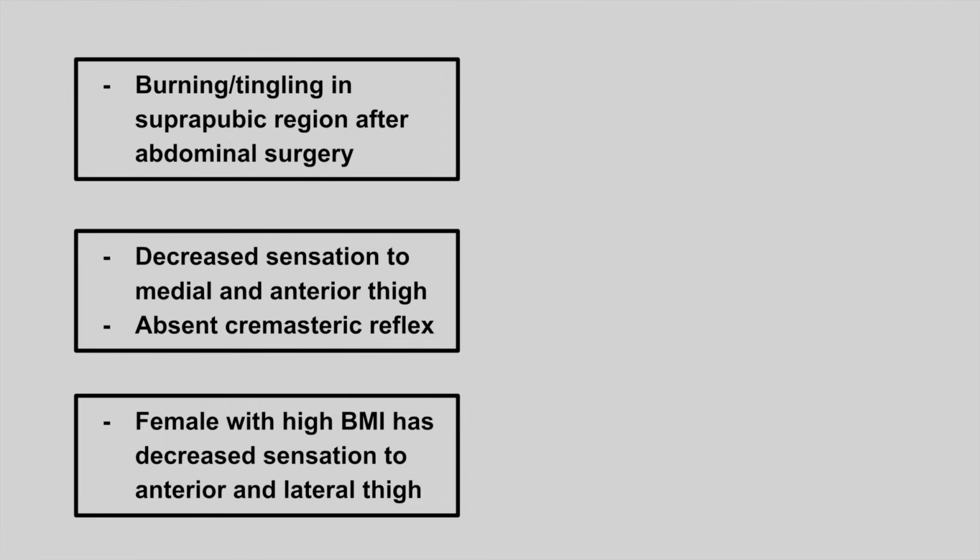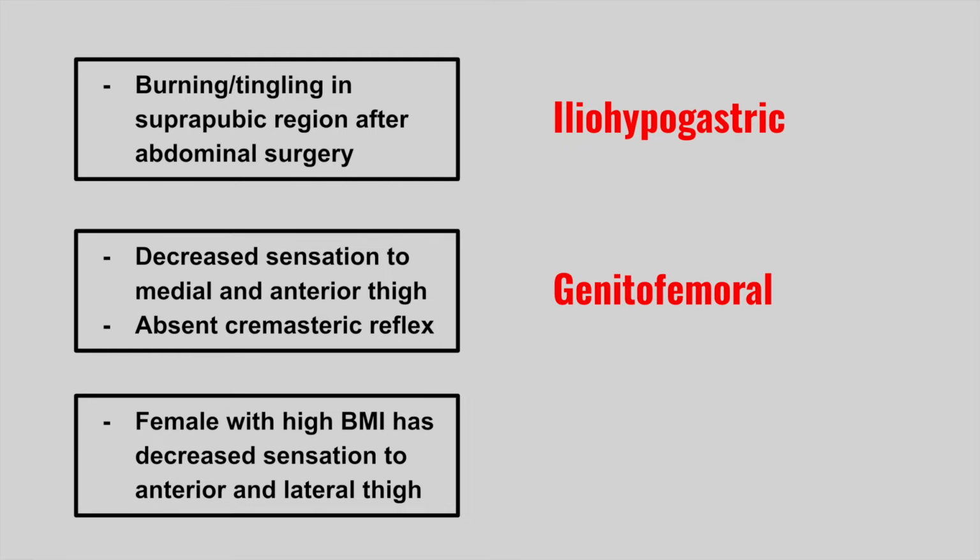Next, we have a nerve that's affected where you get burning, tingling in the suprapubic region after abdominal surgery. So this is the iliohypogastric nerve being affected. Next, we have a nerve injury that leads to decreased sensation to the medial and anterior thigh and an absent cremasteric reflex. So this is the genitofemoral nerve.